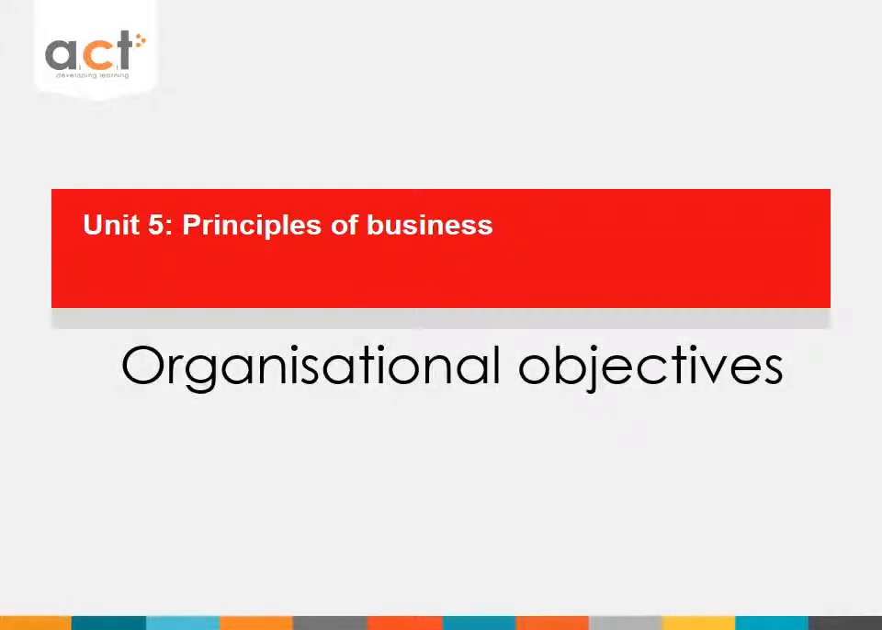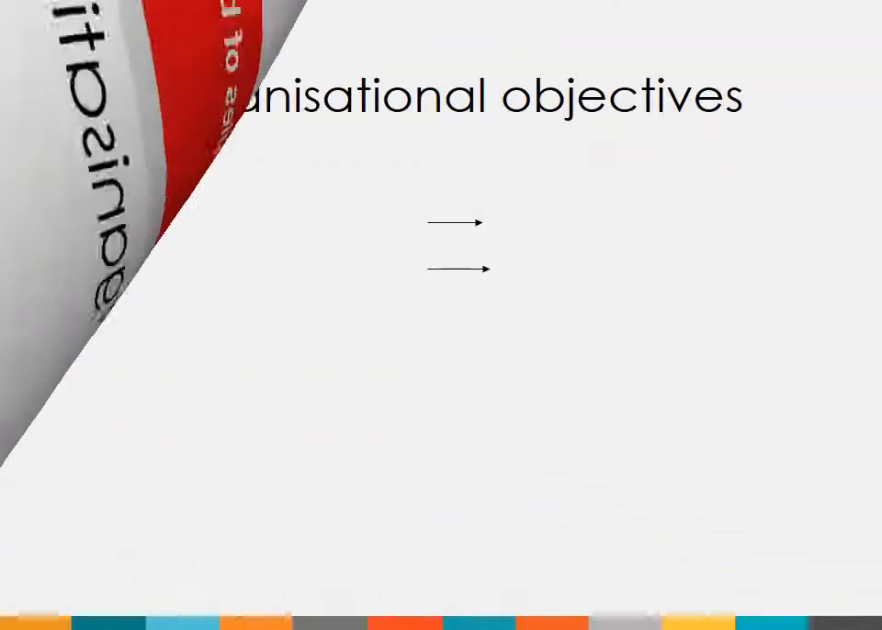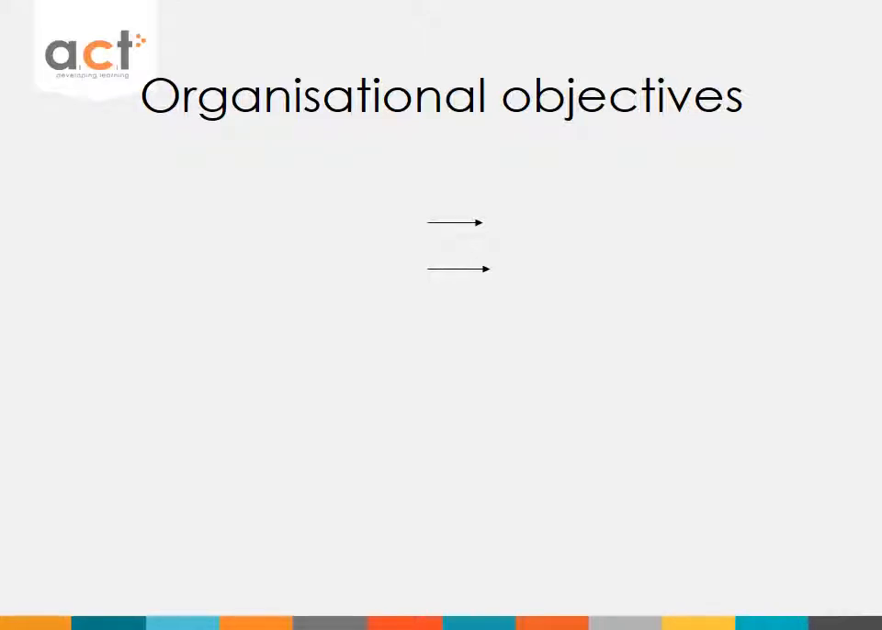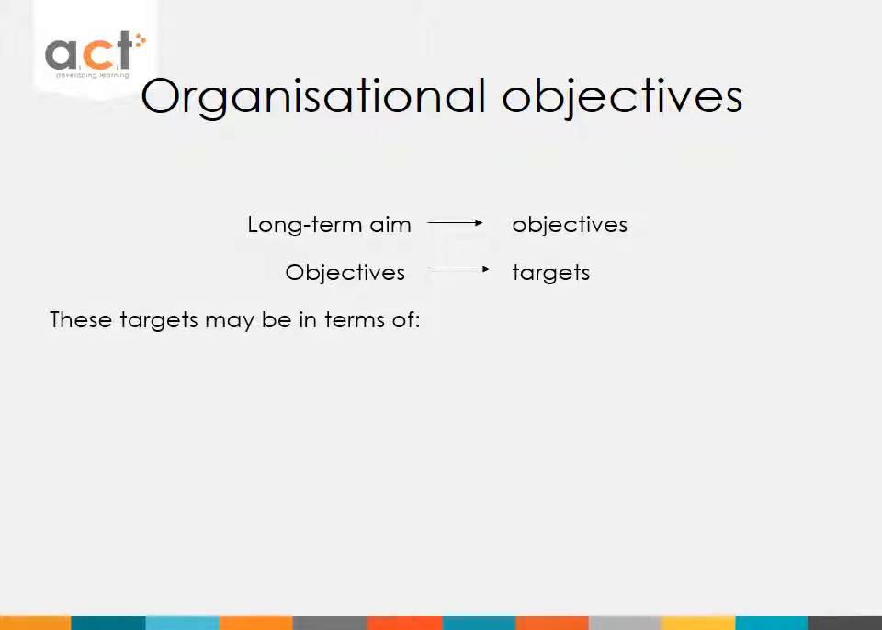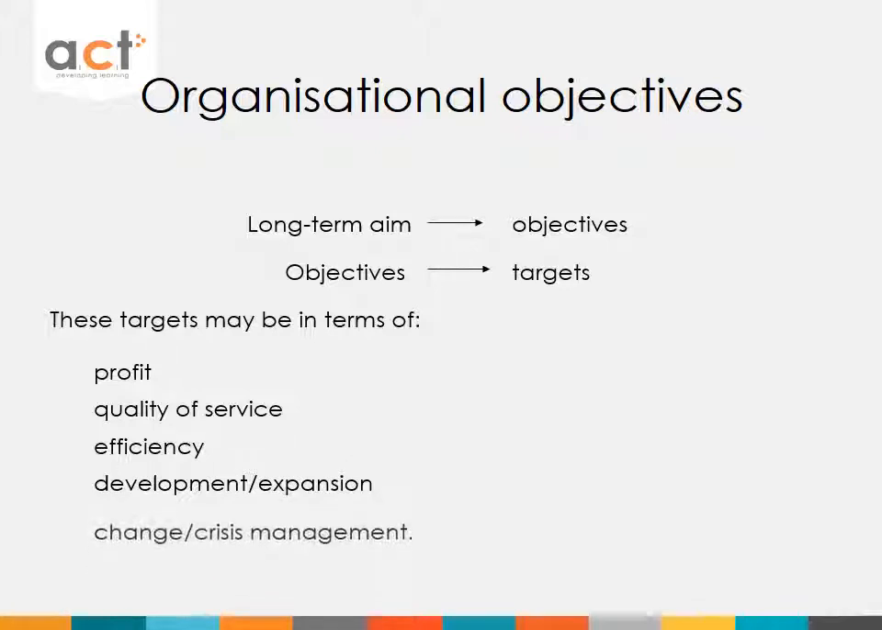Organizational objectives. An organization sets a long-term aim, which is where it would like to be in the future. This becomes its organizational objectives. These objectives are then translated into targets. These targets may be in terms of profit, quality of service, efficiency, development or expansion, or change in crisis management.